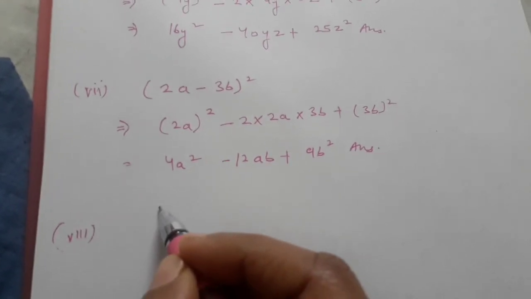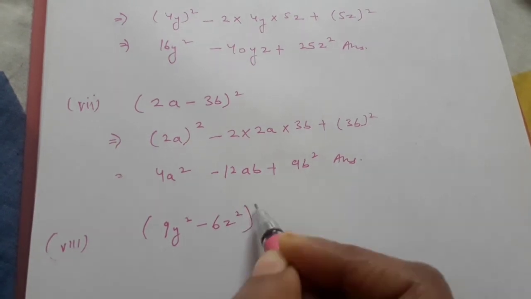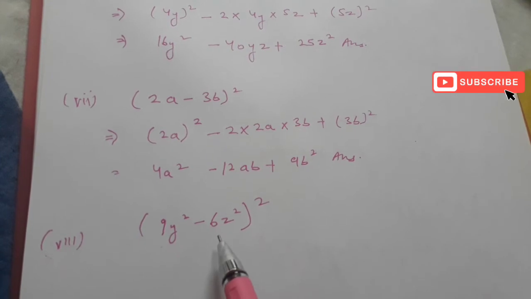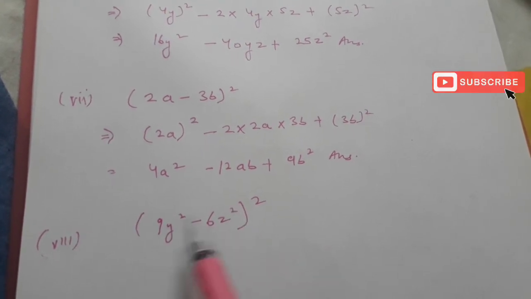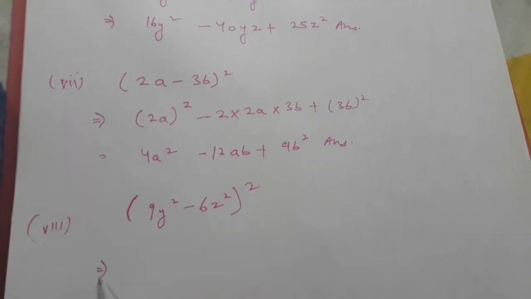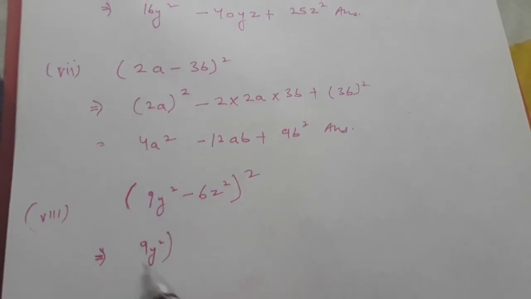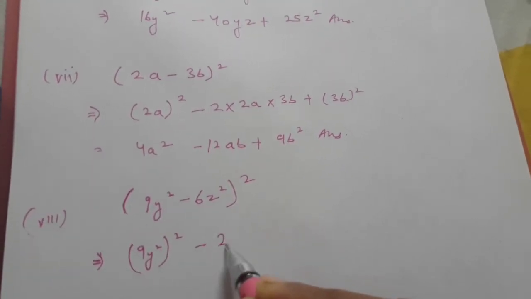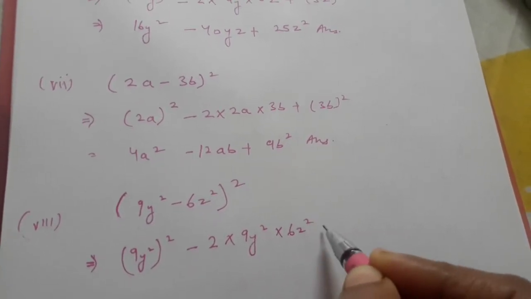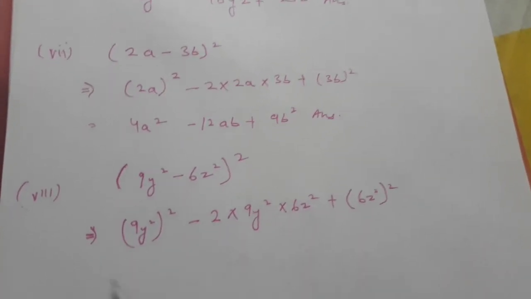Eighth part is (9y² − 6z²)². Here a is 9y² itself and b is 6z² itself, and both are raised to the power 2. So be careful while solving it. So a² would be (9y²)² minus 2 into 9y² into 6z² plus (6z²)², that is b².